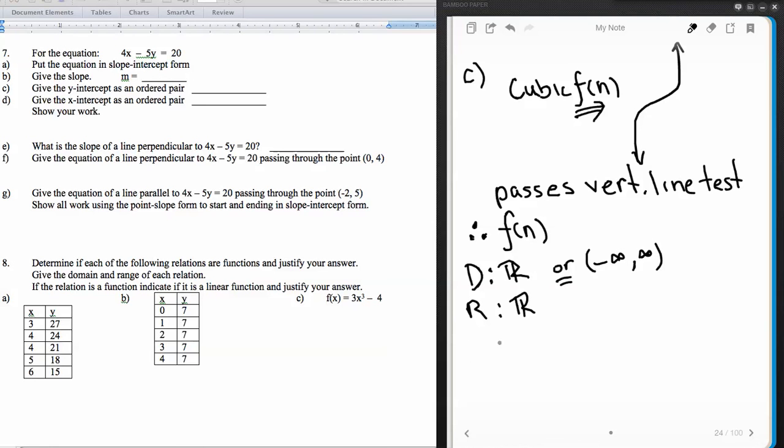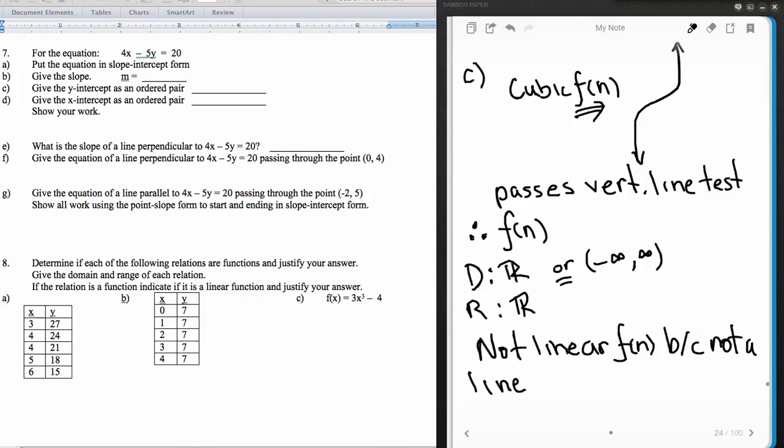And then finally, is it a linear function? Well, no, it's not a linear function. It's not a linear function because we can see that it's not a line. And basically, the reason that we know that it's not going to have constant slope is because you could see the slope along here has one slope, and then as it goes here, it has another slope, and a different slope here, and a different slope here, and a different slope here. So it's not a linear function because it's not a line. And that is number 8.